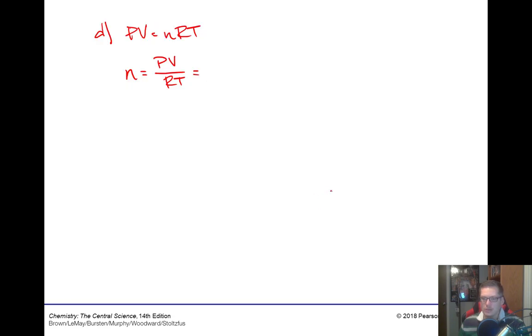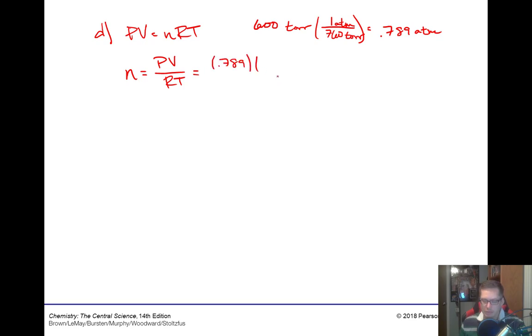Okay, PV equals nRT. Now the problem is we have 600 torr, but I don't have the R value in torr memorized because I'm a bum. So we've got to convert this to atmospheres. For 760 torr, we have 1 atm, so we'll take 600 divided by 760, and we get 0.789 atmospheres. That's our pressure.